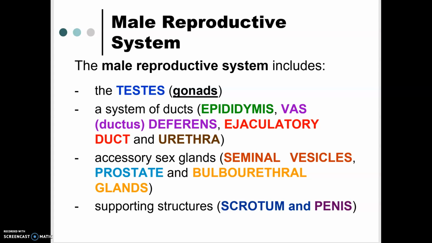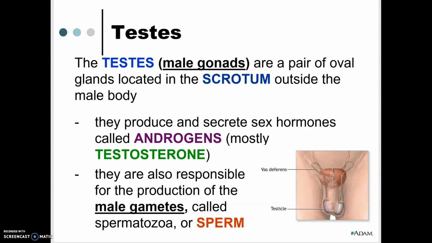So this is a model that we can have for both the female and the male reproductive system, although this one's specific to the male. All right, so start out with the gonads. The gonads in the male, of course, are the testes, and they're a pair of oval glands that are found in the scrotum, which means for the male, the gonads are located on the outside of the body.